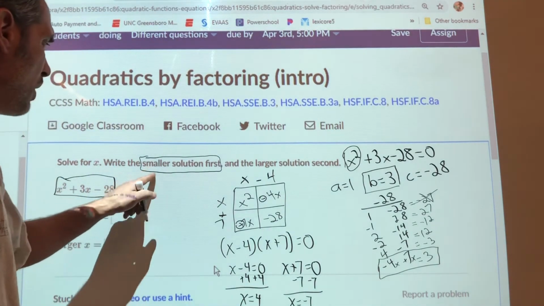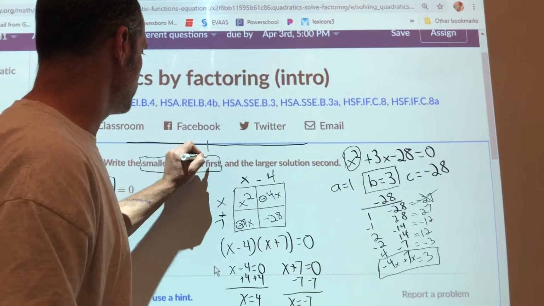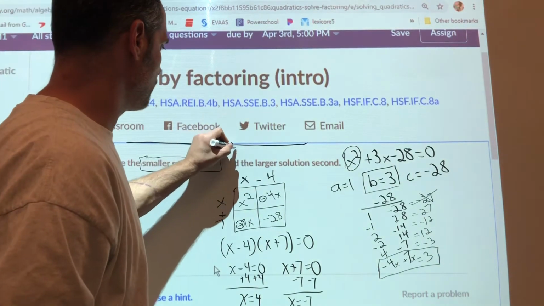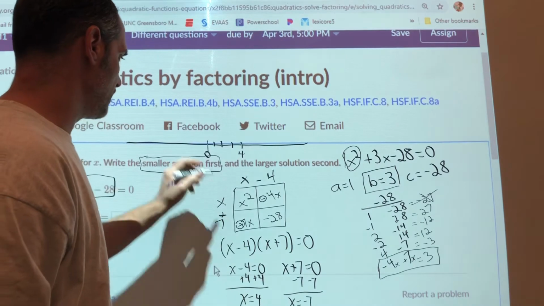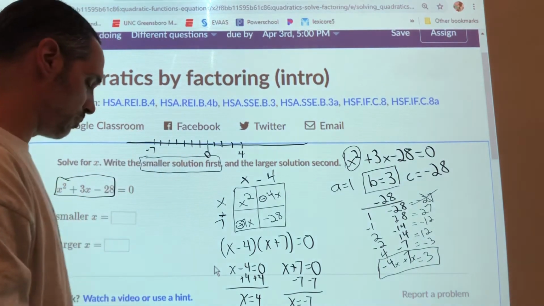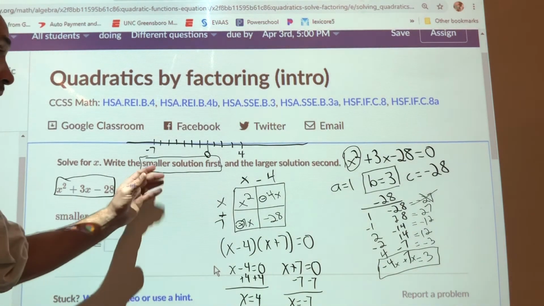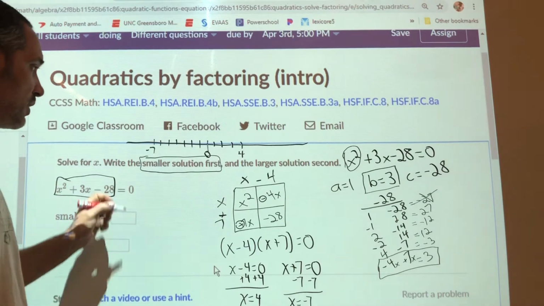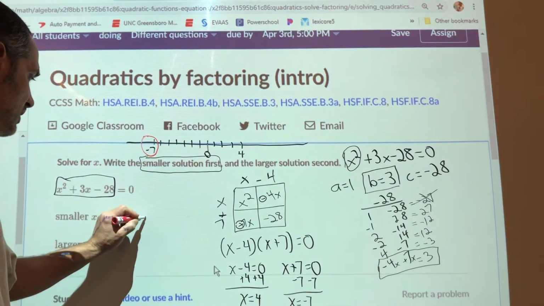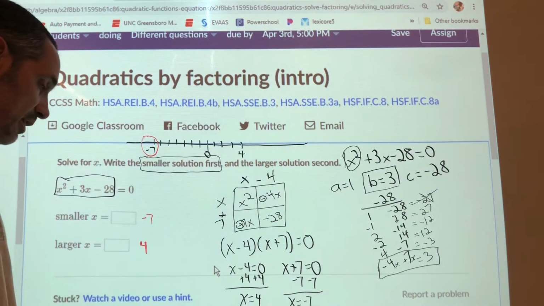Now it says the smaller solution first. If I had a number line, and 0 was here on the number line, 4 would be to the right of it. 1, 2, 3, 4, that's 4. And negative 7 would be 1, 2, 3, 4, 5, 6, 7. Negative 7 would be over here. On a number line, the smaller solution is the one that's furthest to the left. So negative 7 would be my smaller solution. So I'm going to put a negative 7 here. My larger solution would be 4, so I'm going to put a 4 in this box.